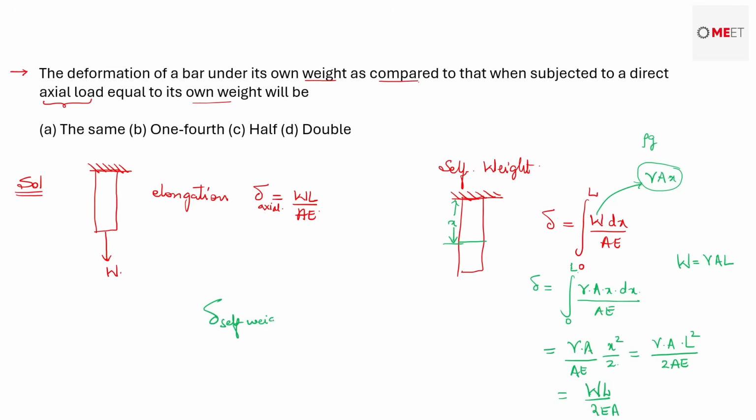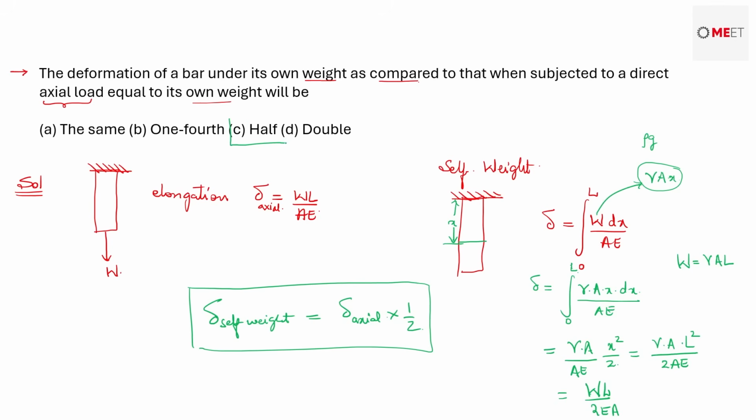Delta due to self weight is equal to delta due to axial load into 1 by 2. So if you compare the ratio of delta self weight by delta axial, it is equal to half. So option C is the answer.